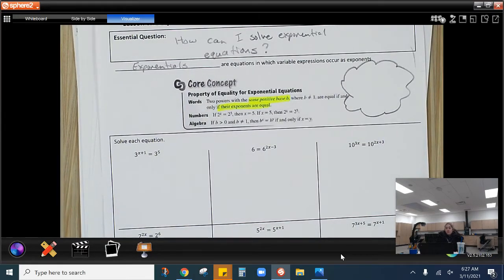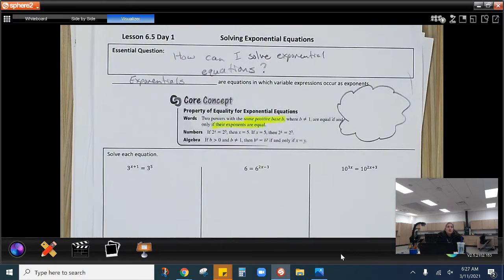Good morning, algebra. So we are learning about solving exponential equations. Remember, exponentials are equations in which the variable expression occurs as an exponent. And we saw this with our growth exponential and our decay rate, growth functions and decay functions.